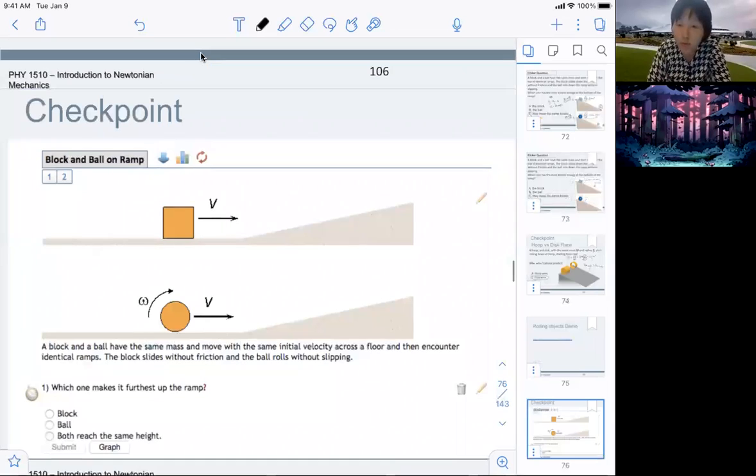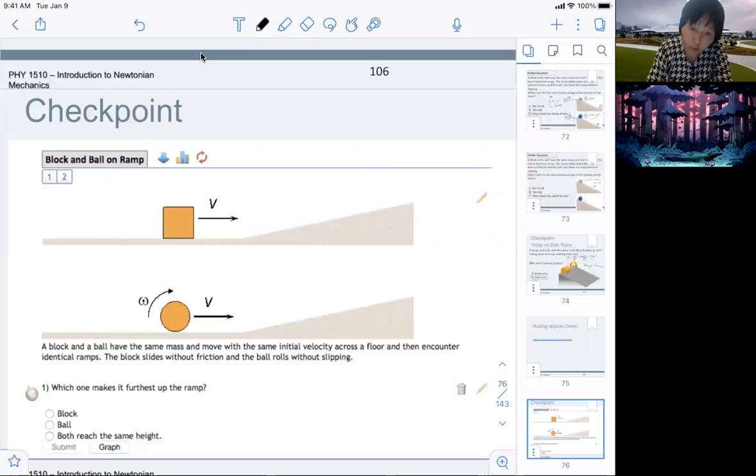Here is a checkpoint question. It's slightly modified. So instead of rolling down a ramp, they're rolling up a ramp. Okay. So always be careful knowing what they have in common. If they're rolling down the ramp, we know that they start out with the same height, the same potential energy.